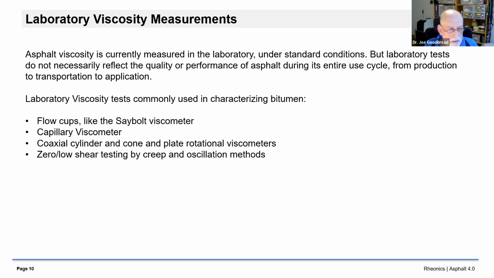There's a few other methods, for instance, capillary viscometers, which measure the time it takes for a sample to flow through a thin tube. There are also rotating viscometers, which measure the drag on a rotating surface caused by the asphalt's viscosity. And there's also various specialized low shear methods that come closer to measuring how the stuff actually behaves in use. Okay.